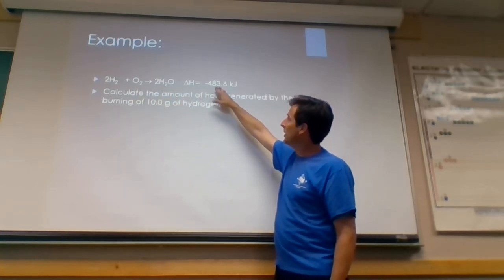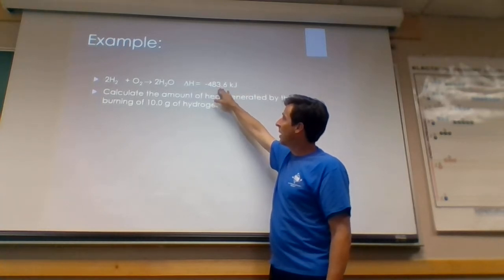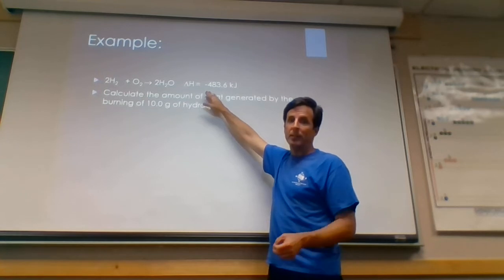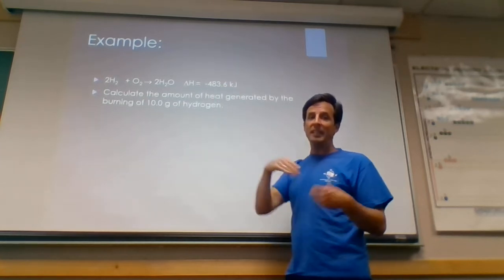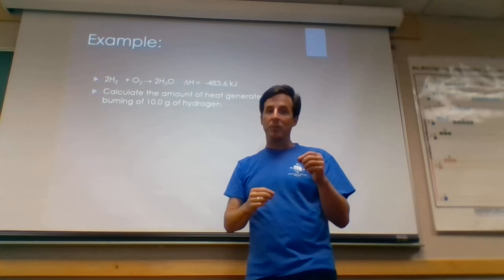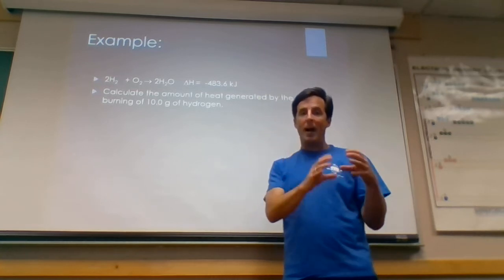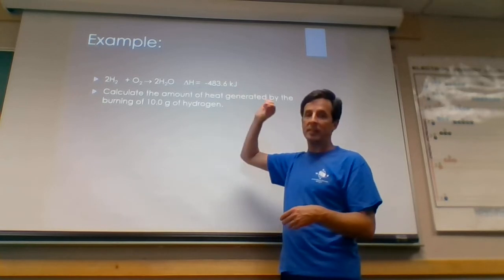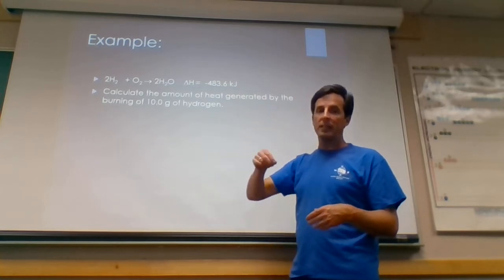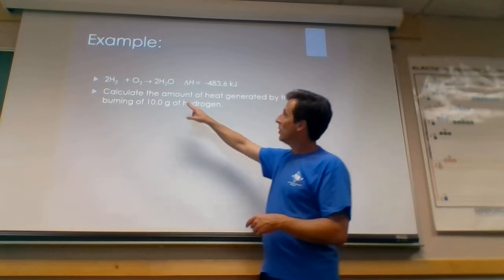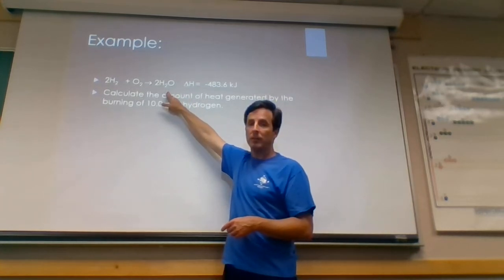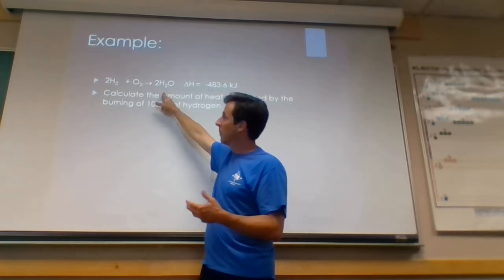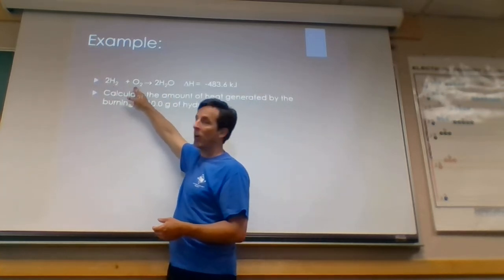Specifically, it's an exothermic reaction. I know that because the delta H is a negative value. So it tells me that this is how much heat is released. The negative tells me that it's exothermic, but then the amount tells me how much heat is released. So 483.6 kilojoules of energy are released when I make 2 moles of water, because there's a 2 in front, 2 moles of water from 2 moles of hydrogen and 1 mole of oxygen.